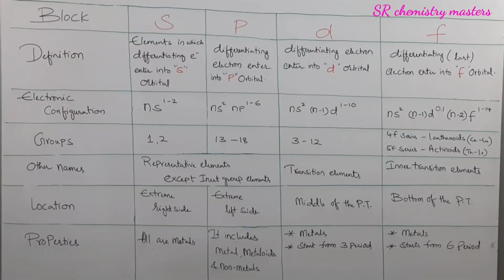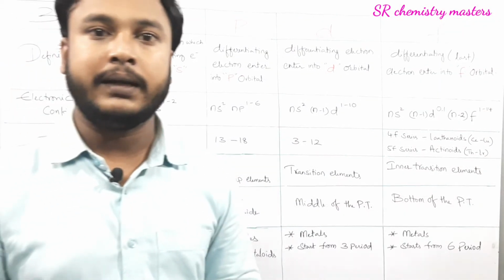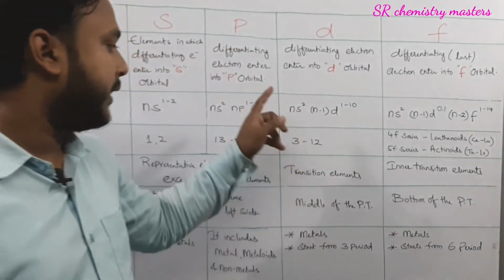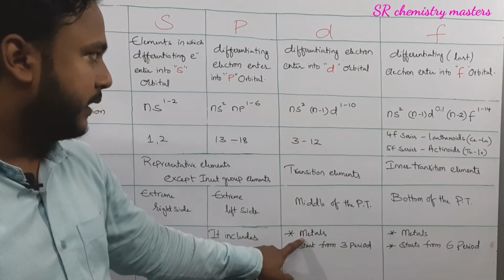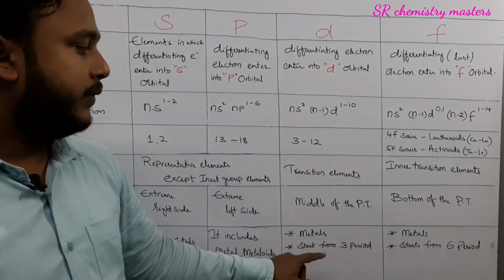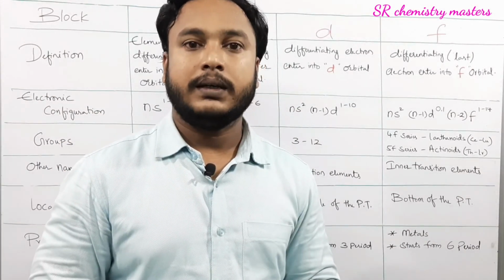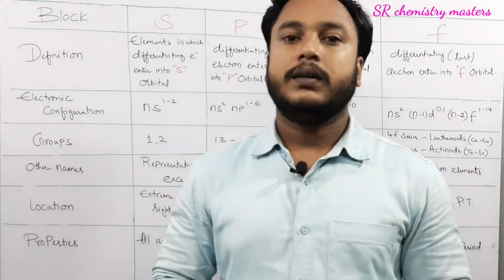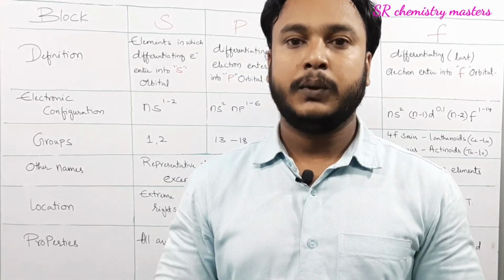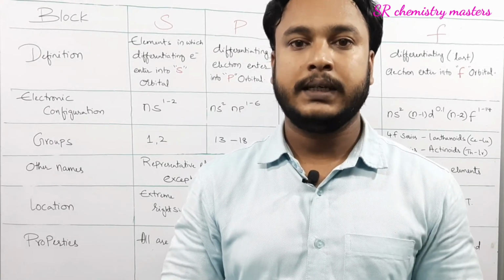If we see the properties of S block elements, all S block elements are metals, whereas P block elements include metals, metalloids and non-metals. D block elements are metals, and D block elements start from the fourth period. F block elements are also metals, but F block elements start from the sixth period. This is a summary of all the blocks present in the periodic table. We will see about the properties of the elements in the next coming video.